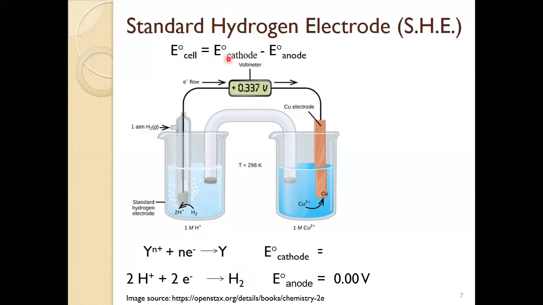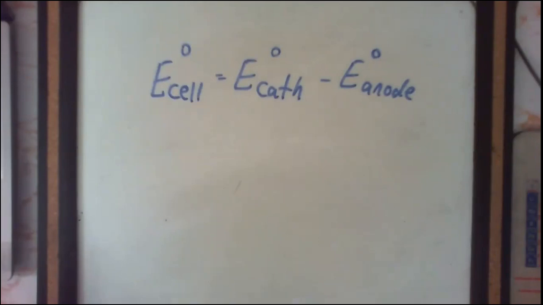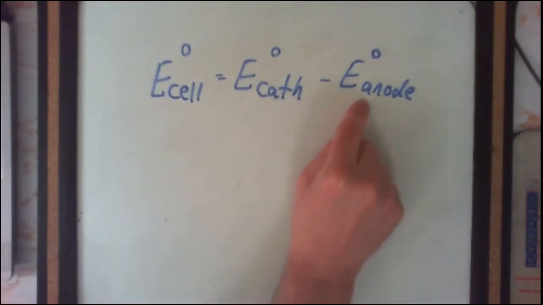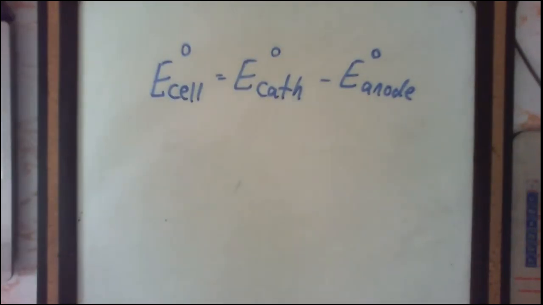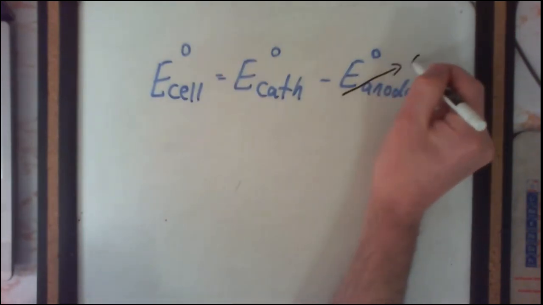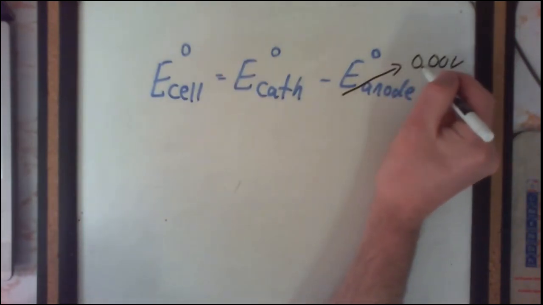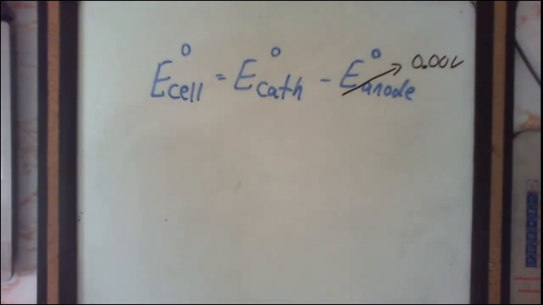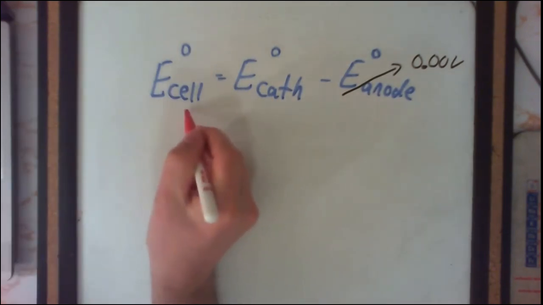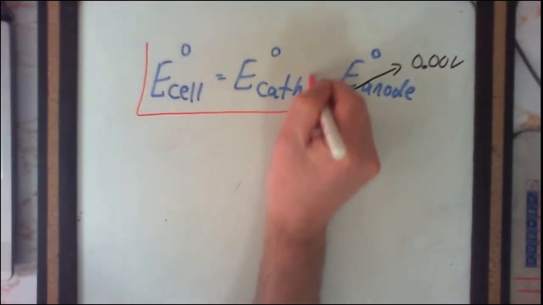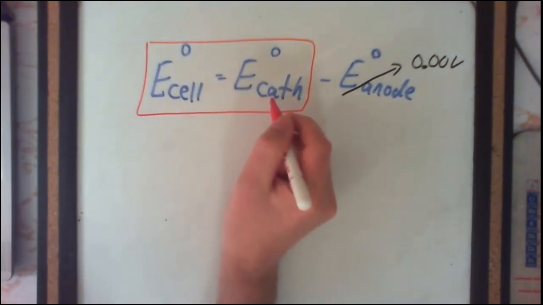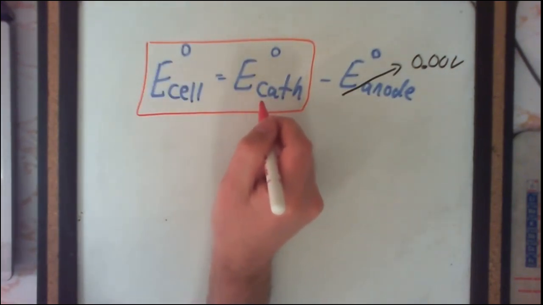So this is how we're able to calculate the cell potential, predict the cell potential. We're defining, though, the anode potential as 0.00 volts. And because we're defining the anode potential as exactly 0.00 volts, this number is 0.00 volts. As a result, then, a very important conclusion is that the cell potential that we measure is then equal to the reduction potential of whatever is serving as our cathode.